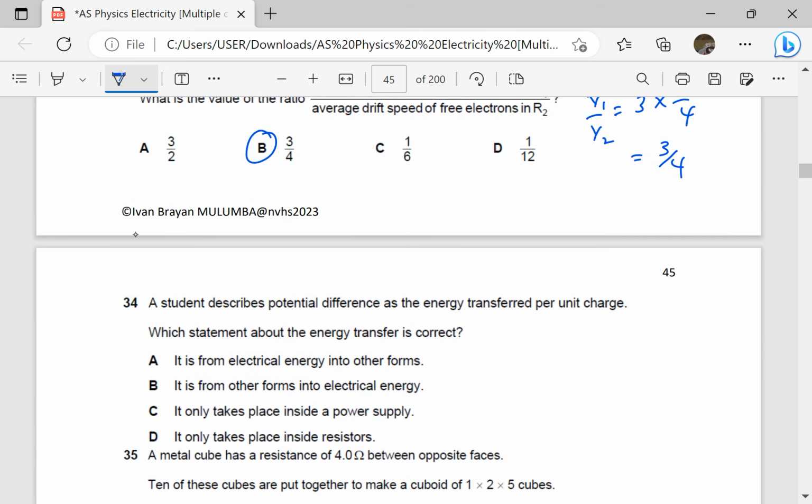A student describes potential difference as the energy transferred per unit charge. Which statement about the energy transfer is correct? PD is the energy transferred from electrical to thermal per unit charge. So it is a form of electrical energy into other forms. That is alternative number 1. I said PD is electrical to thermal, alright, so I think that is the most appropriate alternative. If it was EMF, it would be chemical to electrical. This one is electrical to other forms, so the answer is A.